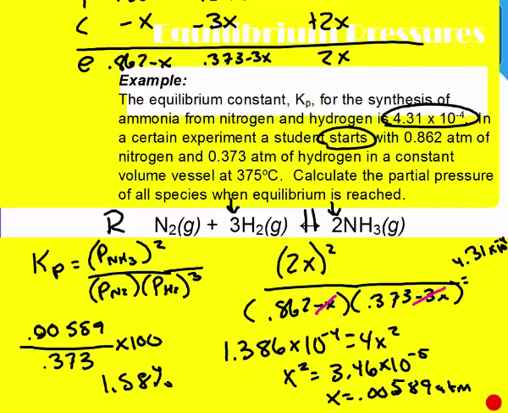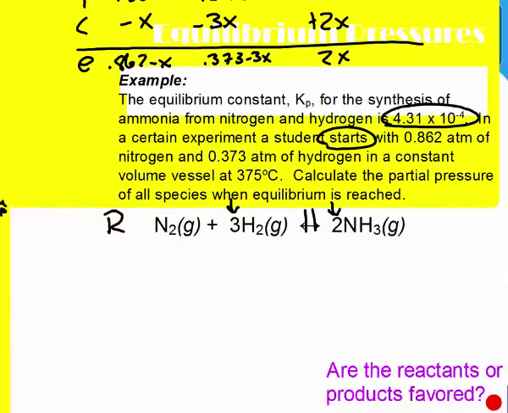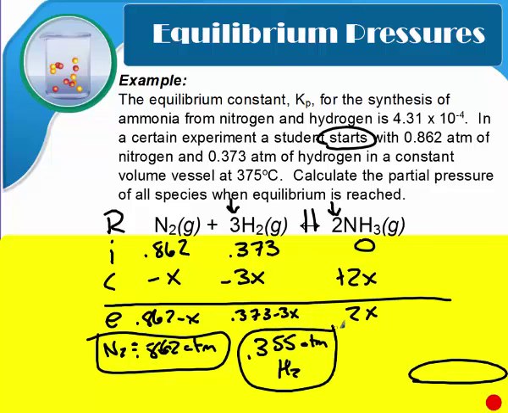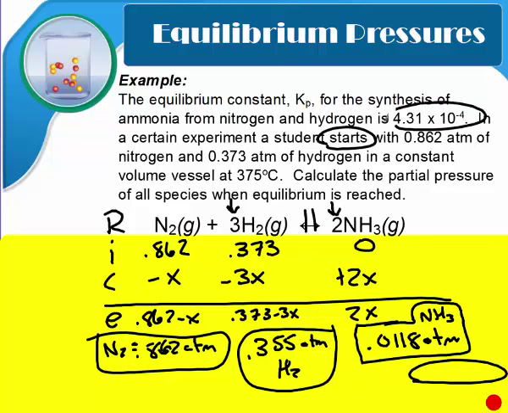So now we can just plug in our answers. So our x was 0.0059. So 0.862 minus x is 0.862. For our hydrogen, and our NH3 should be 2 times our x. Finally, our Kp was 4.31 times 10 to the negative 4th, so the reactants were favored.